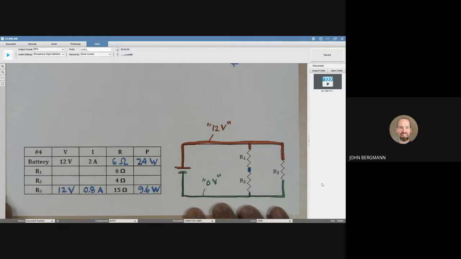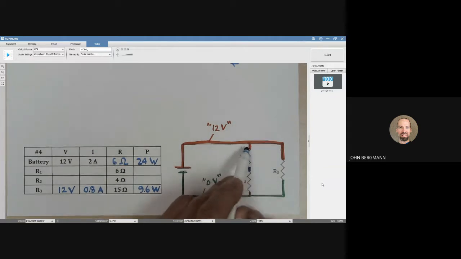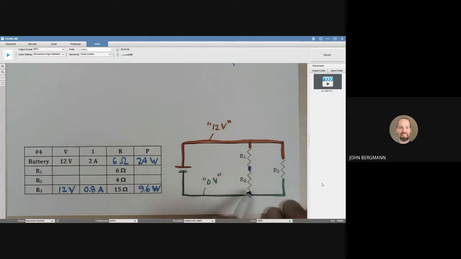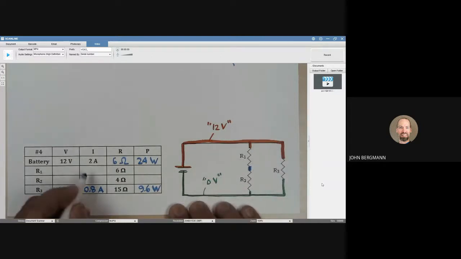All right, now what do we do? Well, now we say, hey, if we have 2 amps going through the battery, 2 amps, follow my pen, 2 amps flowing, right here, they split. Some go south through R1 and R2, and the rest go through R3. The amount that goes through R3 is 0.8. So how much must have turned south? 1.2, which flows through both resistors 1 and 2.